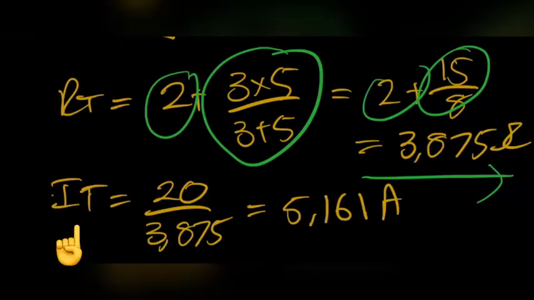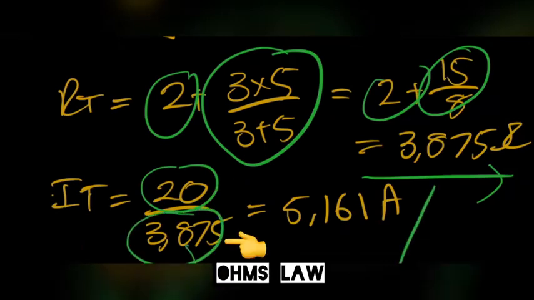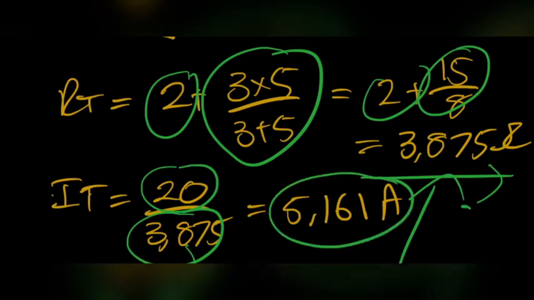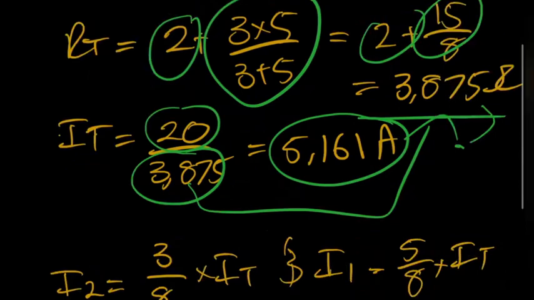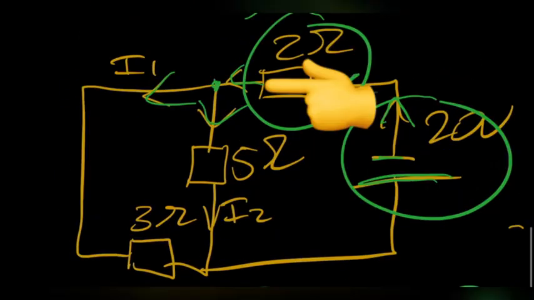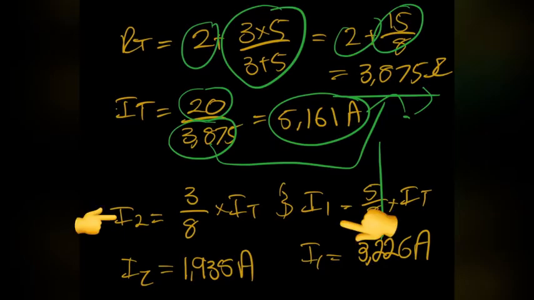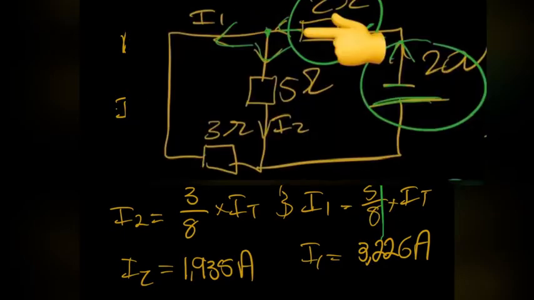The total current will be the total voltage, which is 20 volts, divided by RT, which is the total resistance seen by that 20 volt source, right? Which adds up to 5.161 amps. And the same thing applies. We know that 5.161 amps will be flowing through the 2 ohm, the total, because IT will flow through that. It's in series, but we're looking at the branch resistances, right? How is it going to split there?